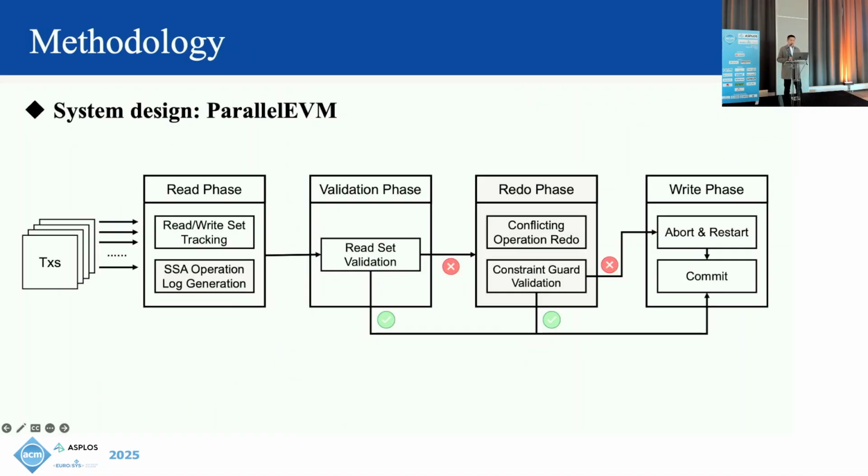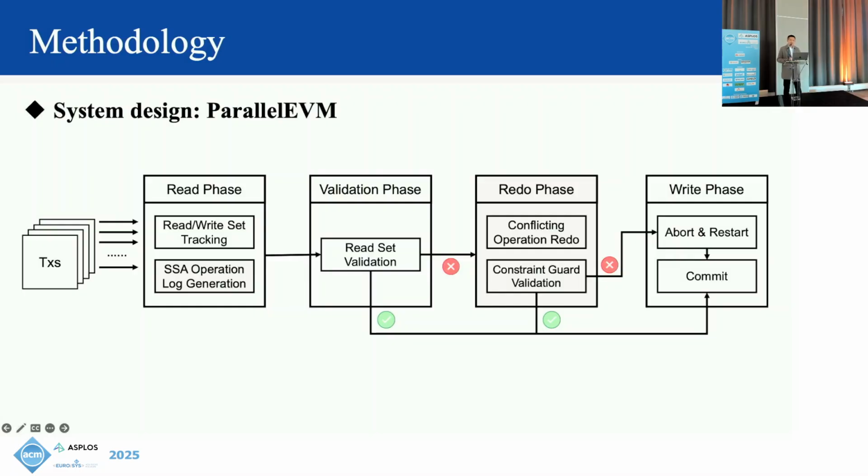So let's look at the overall system architecture of ParallelEVM. It retains the general structure of optimistic concurrency control, but introduces SSA operation log generation and a fine-grained redo strategy. The system works in 4 main phases. The SSA operation logs are recorded in the record phase.